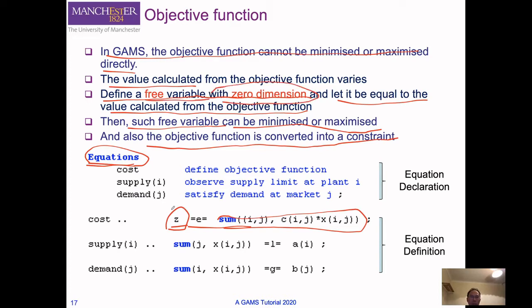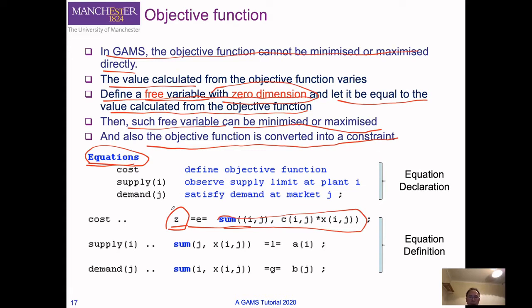Here I want to emphasize the variable to be equal to the object function should be a free variable with 0 dimension. This is very important. If we define this variable as other types of variables, such as positive variables or negative variables, then GAMS will give you some error message.